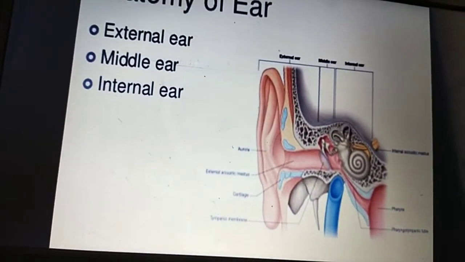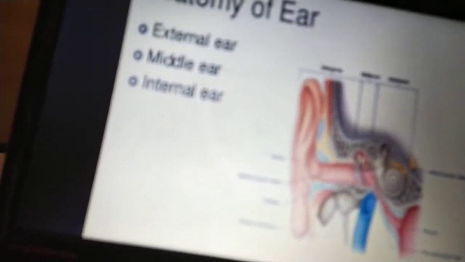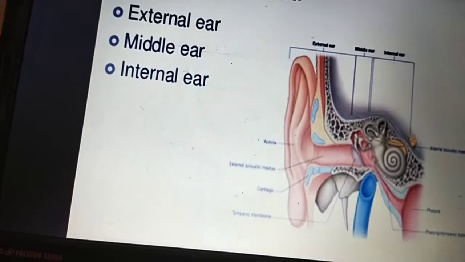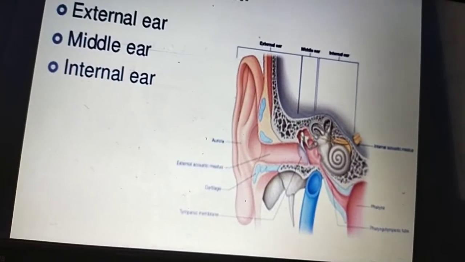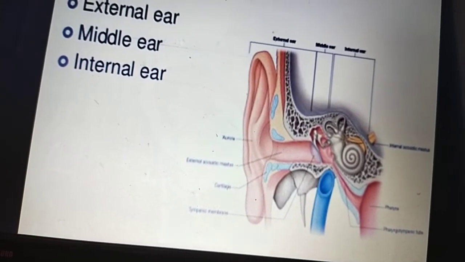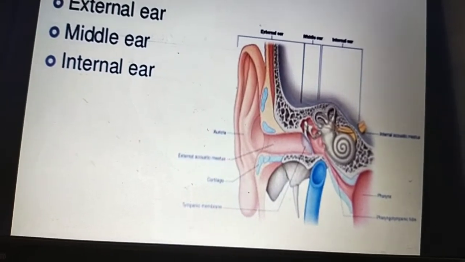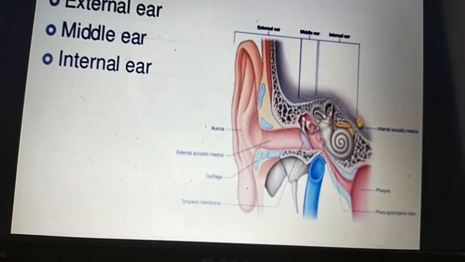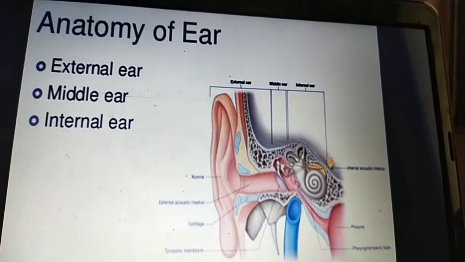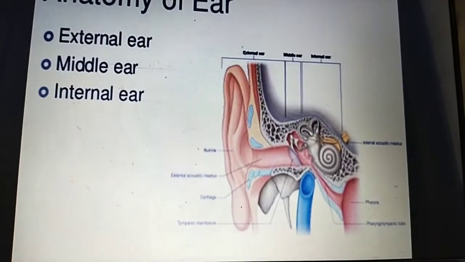The inner ear, also called the labyrinth of the ear, is the part of the ear that contains the organs of the sense of hearing and equilibrium. The bony labyrinth is a cavity in the temporal bone. It is divided into three sections: the vestibule, semicircular canals, and cochlea. Like this we can divide the anatomy of the ear into external ear, middle ear, and inner ear. Let's go for the next slide.